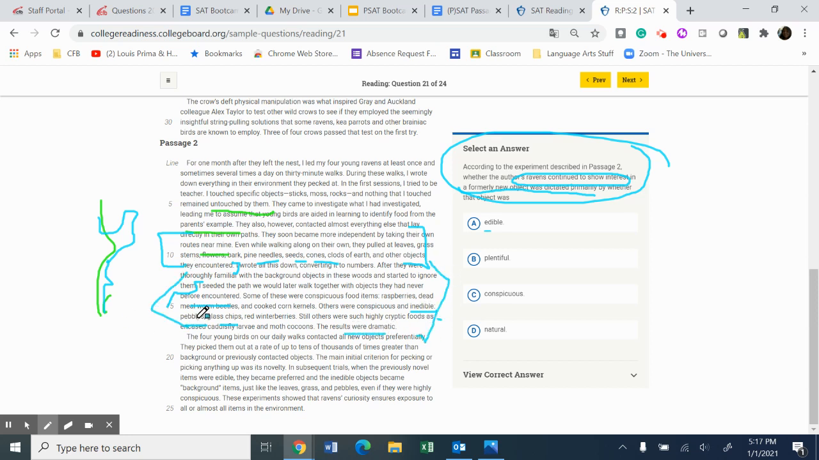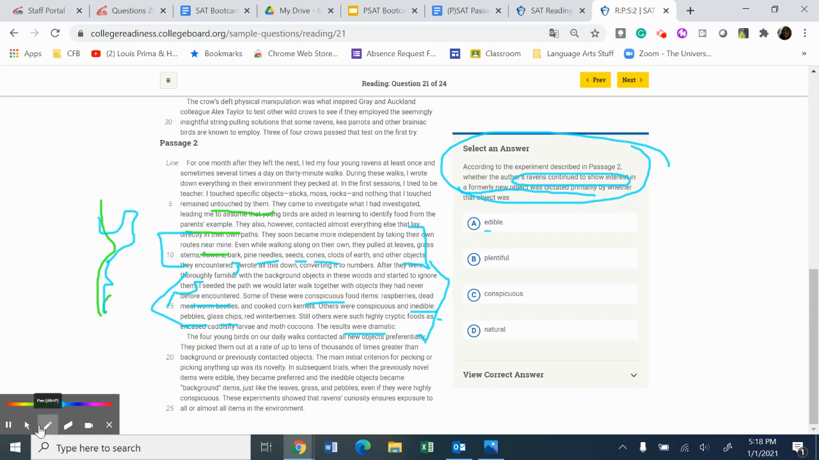So it looks like he took these birds on a route with him. They'd walk and they copied him, but then he started putting other things there. Some of them were conspicuous. I know conspicuous means that they stood out, and then others were conspicuous, but they can't eat them. So he put both of those things on this trail.